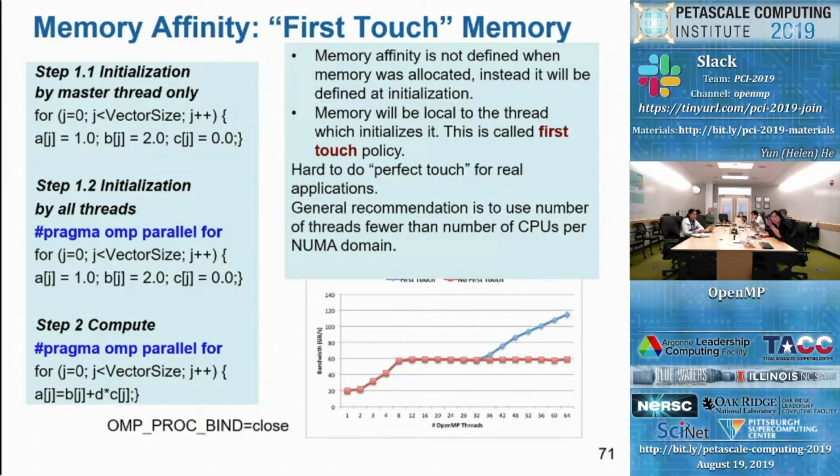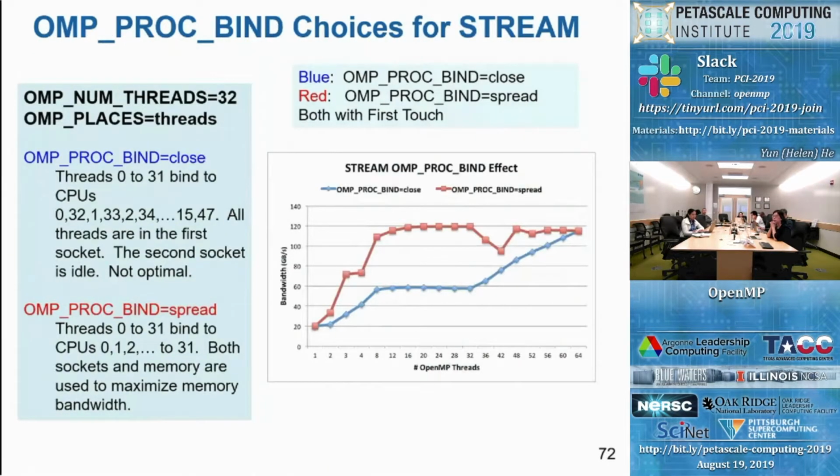You try to do the same initialization, because the memory is set at initialization time, not at allocation time. Or you try to say, I never use more than 32 threads on this node, because I know 32 threads is how much one socket is. Next slide, please. I mean, one socket is 32, so if I don't use more than 32, I'm good.